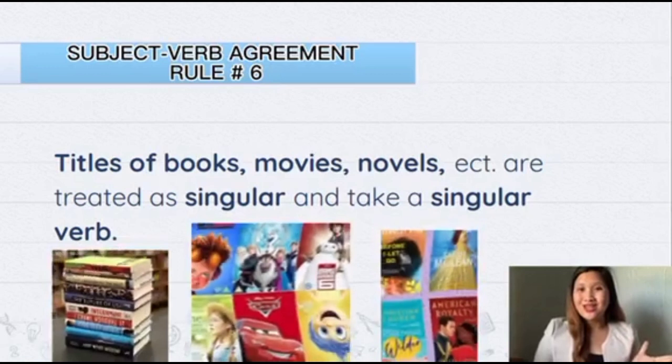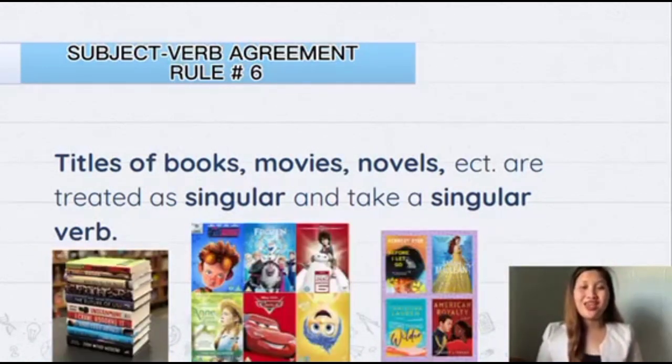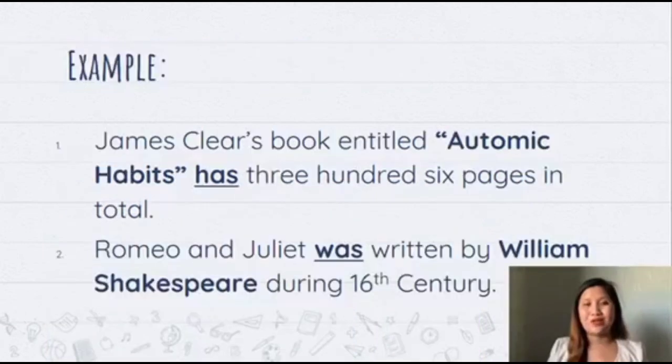Titles of books, movies, novels, and so on are treated as singular and take a singular verb. Take a look at the following examples on the screen. First: James Clear's book entitled Atomic Habits has 306 pages in total. Take note, Atomic Habits is a book, which is a singular subject. So do we need to use a singular verb or a plural verb? Yeah, that's right, we use a singular verb, because Atomic Habits is a book, so we need to use "has" as a singular verb.